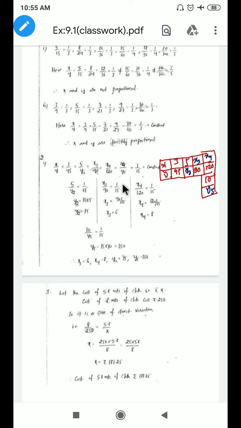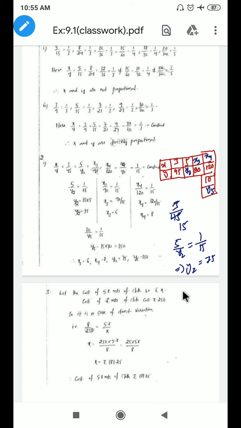Now look, because direct variation is given here, the ratio will be the same. So 3 by 45 means 1 by 15. That means 5 by y2 will also be 1 by 15. Now y2 is equal to, just cross multiply, you will get 75.